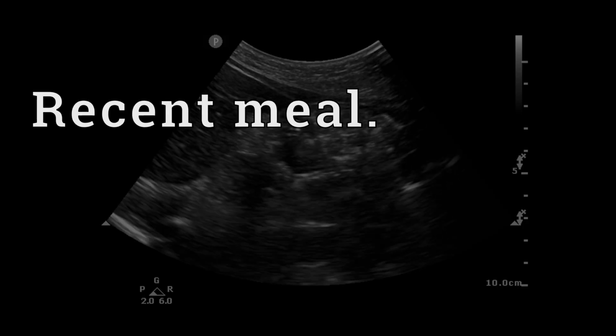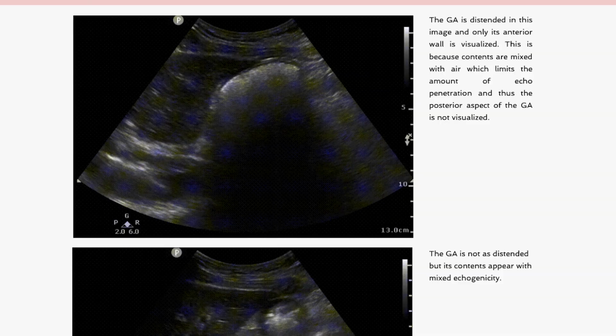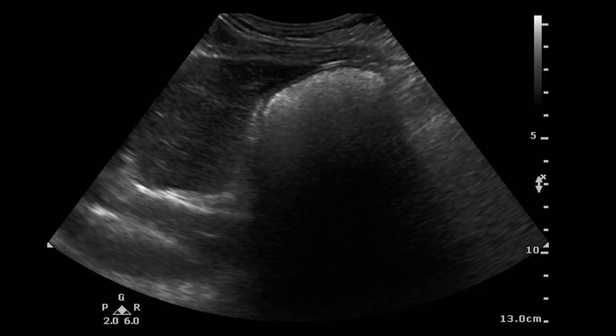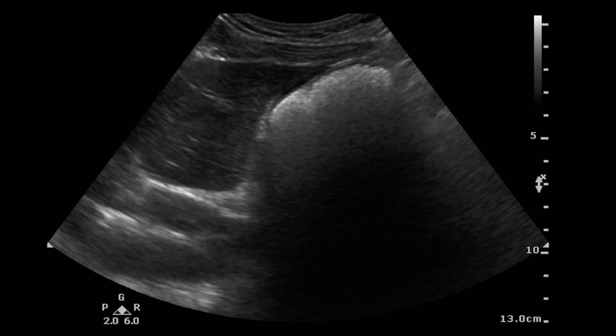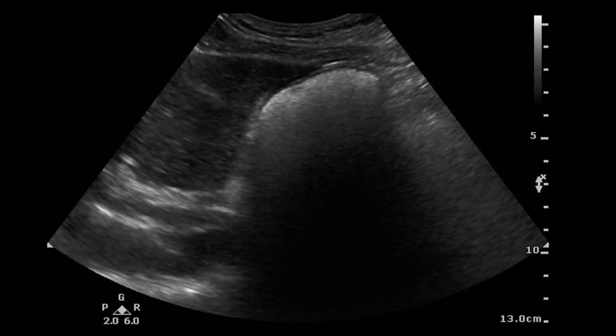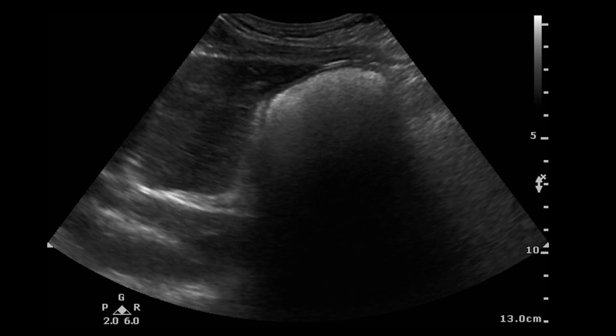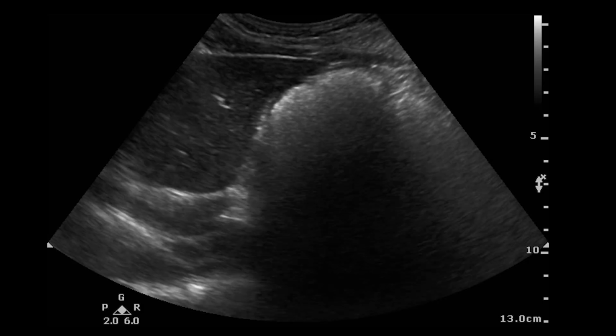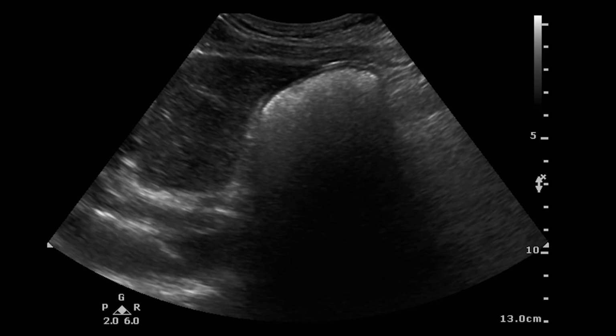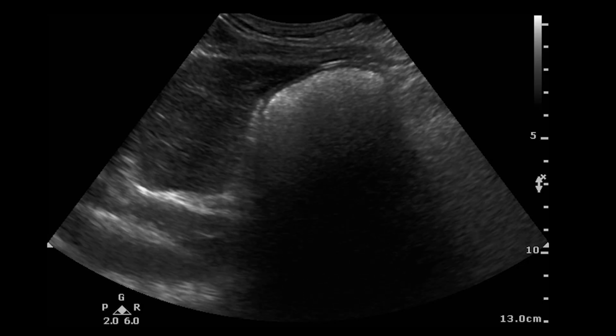Recent meal. Early on, this is what we appreciate on this clip. Notice that the gastric antrum is distended with a thin anterior wall. Something interesting here is that you cannot see beyond the anterior wall of the stomach, and this represents an ultrasound artifact. This is acoustic shadowing. As the ultrasound beam penetrates the lining of the stomach, it encounters air mixed with the meal, and thus we cannot appreciate anything deeper.